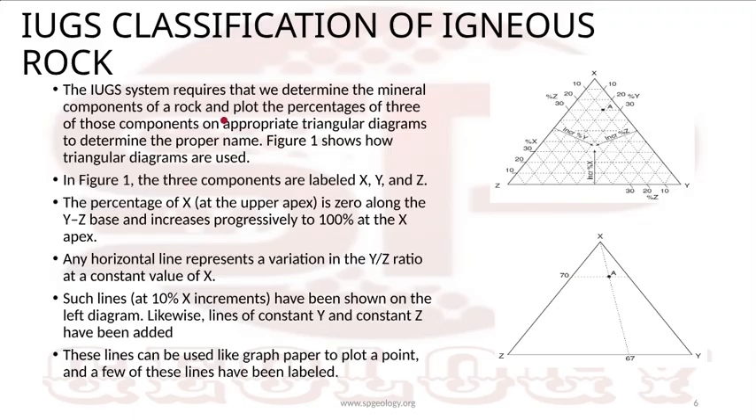This comes to the IUGS classification. Normally we represent the rock in a triangular composition diagram. In a triangular composition diagram, we take three vertices, and the three vertices represent three minerals.